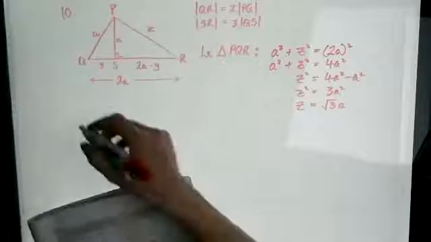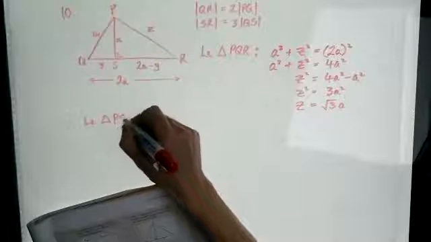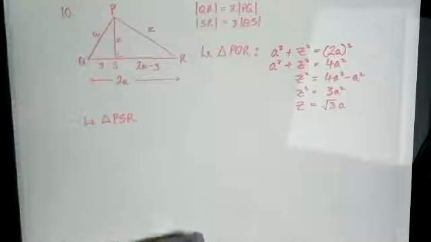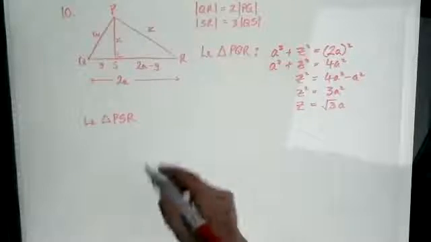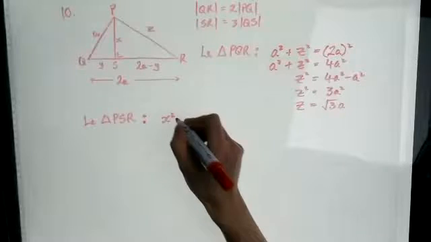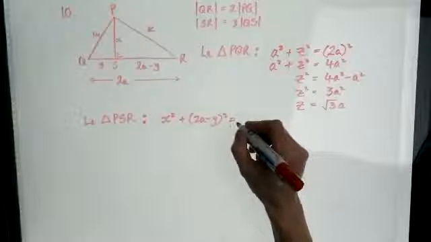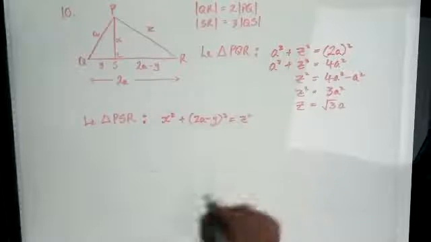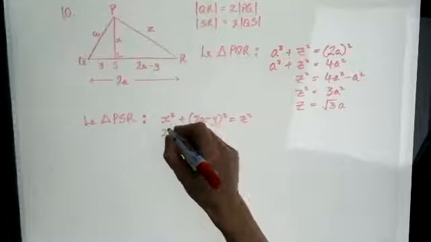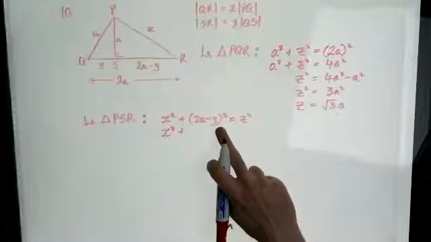Okay, now let's see triangle PSR. We apply the Pythagoras theorem here: X squared plus (2A minus Y) squared equals Z squared.